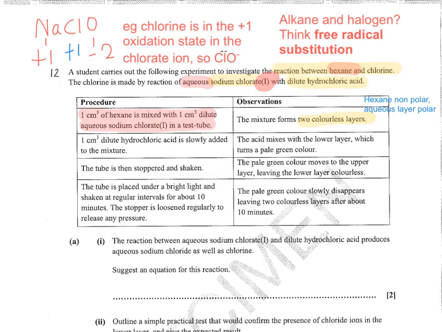So the next one is where the acid is mixed or slowly added to the mixture. So dilute hydrochloric acid is going to be an aqueous solution anyway. We know this from our general knowledge. So the acid mixes with the lower layer, which turns a pale green colour. Now the pale green colour we're talking about, let's actually make it pale green. There we go, how about that, eh? Pale green colour must be chlorine.